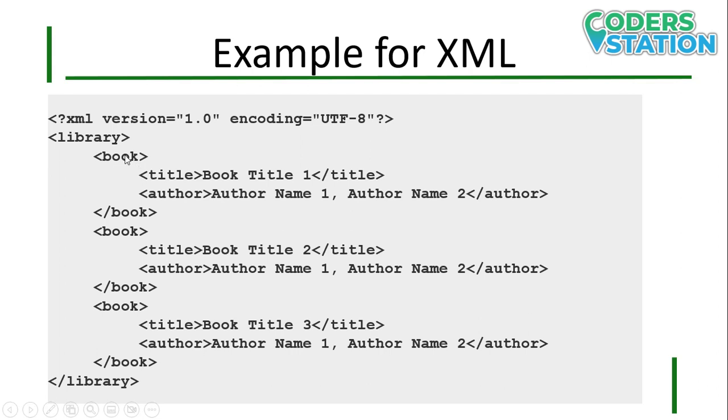Similarly, there is a book start tag and end tag, and in that we are storing a book title, that is the title of the first book, and the author name of that particular book. So this is the record of the first book. Similarly, the second book record is mentioned over here, with title and author, and the third book data is also mentioned, with title and author. At any particular time we can insert a new record in this library XML file that we have created, and if we want to remove data, we can remove that particular data.